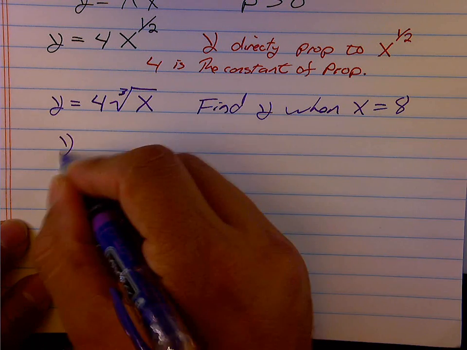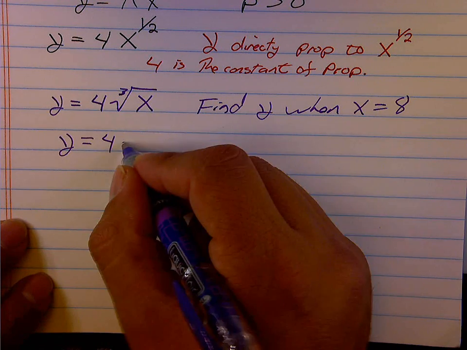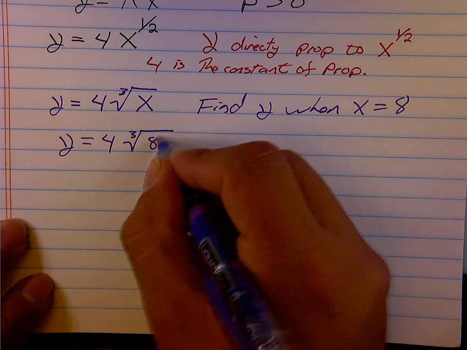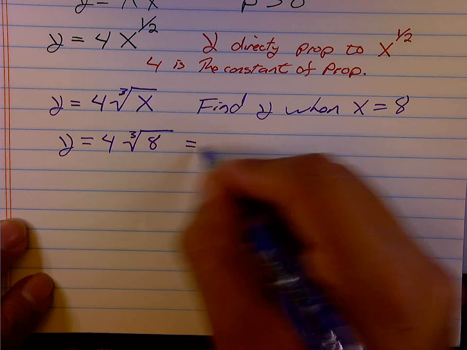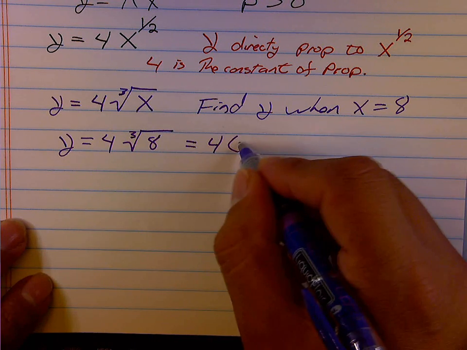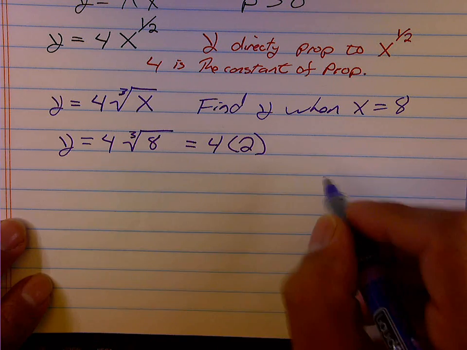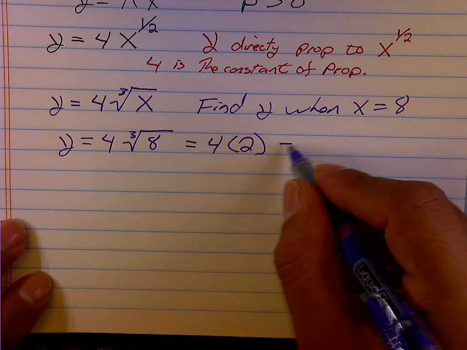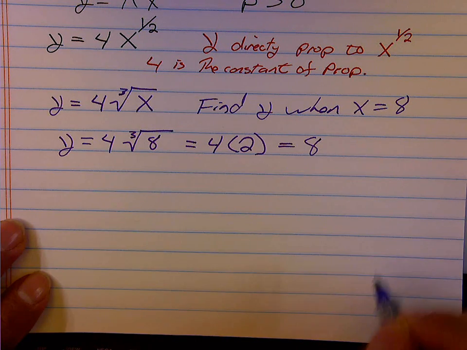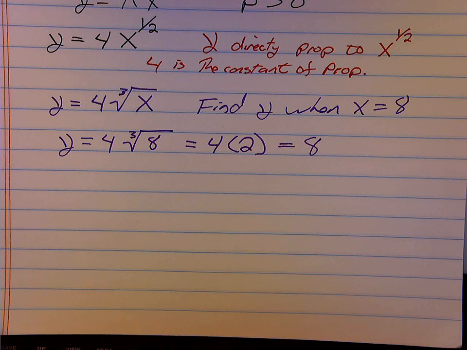So, we have y equals 4 times the cube root of 8. The cube root of 8 is 2. And 2 times 4 is 8. So, when x is 8 for this power function, y is 8.